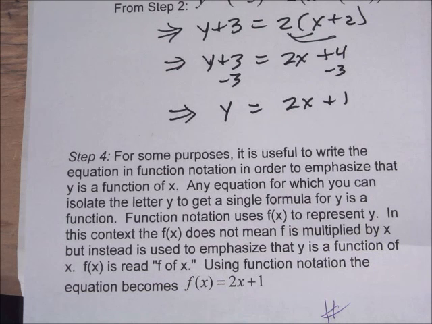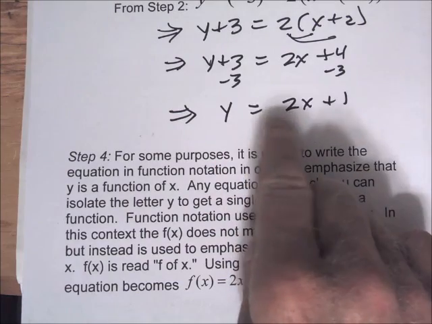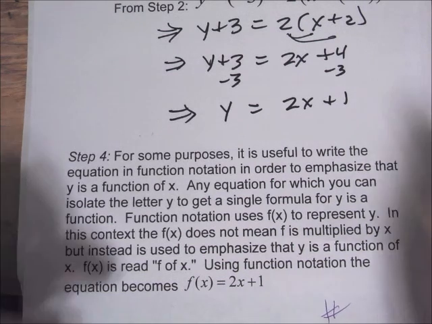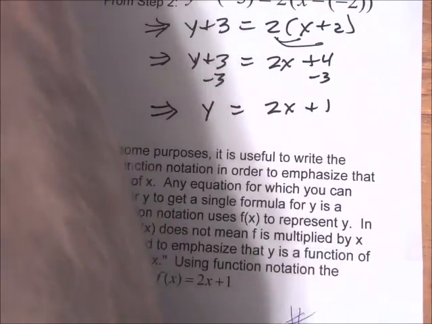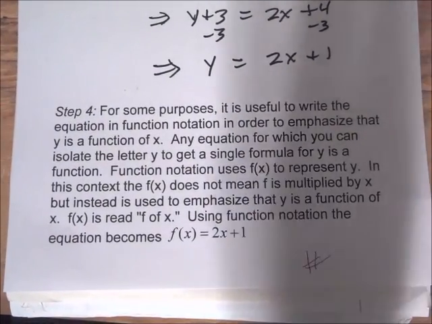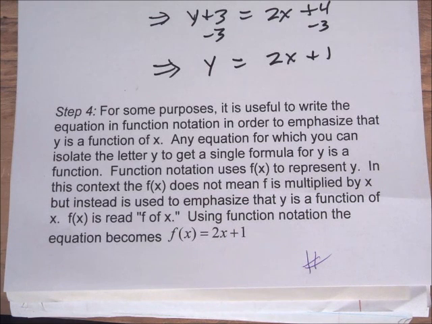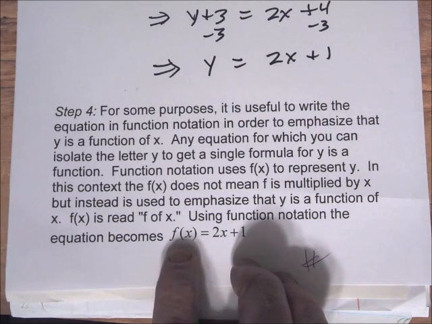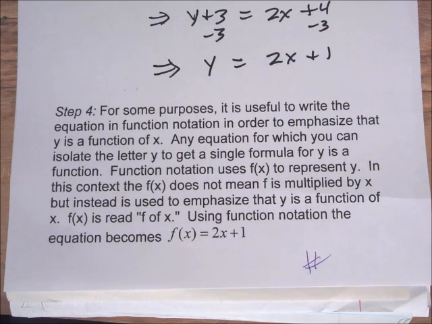And oftentimes in this course, it's going to be useful to express this equation as a function. If you have y by itself, y equals, and then some expression involving x, then y is going to be a function of x. And the notation, if we want to emphasize that y is a function of x, we use f parentheses x. And you read that as f of x. In this context, it does not necessarily mean multiplication. It's just a way of emphasizing that y is a function of x. So we write f of x equal to 2x plus 1. And that concludes this presentation.